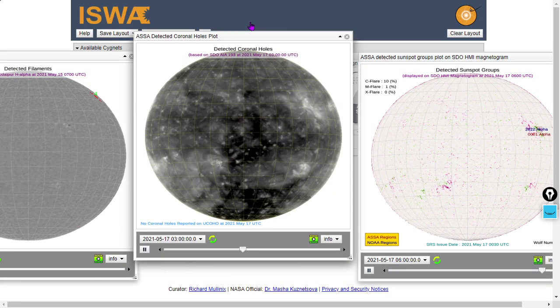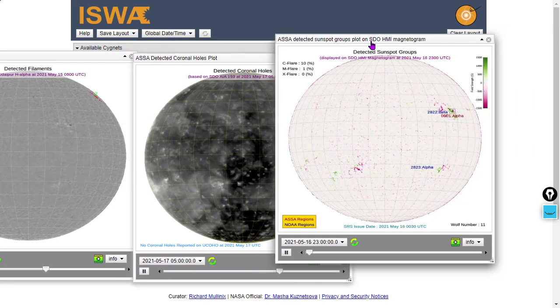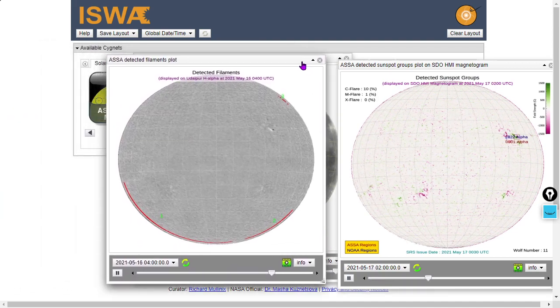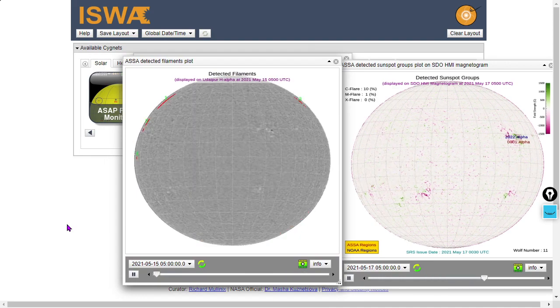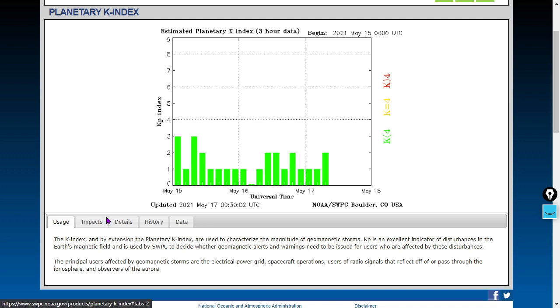So here are the coronal holes from Integrated Space Weather Analysis. Here are the sunspots and the magnetogram. Again, only one sunspot right now. Here are the detected filaments, some of which appear to be most likely collapsing on the Earth-facing side and erupting on the far side.